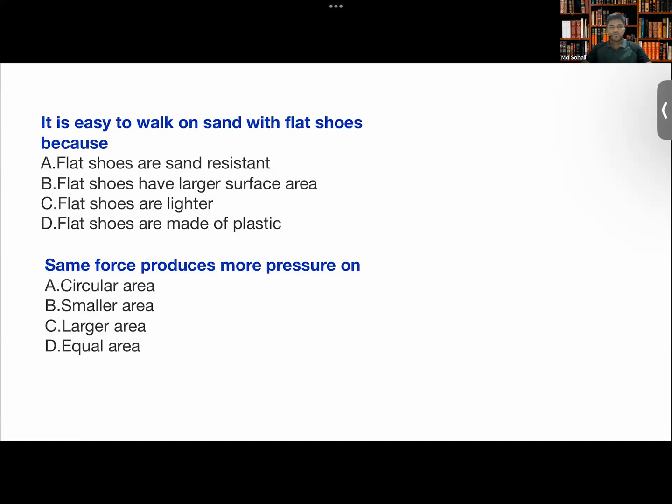Exactly. Okay. Name an animal that has got a larger foot area. Bear, elephant. Exactly. And then you have the example of camels in deserts that helps them to walk easily. Hooves. Exactly. Small force produces more pressure on... Same force.